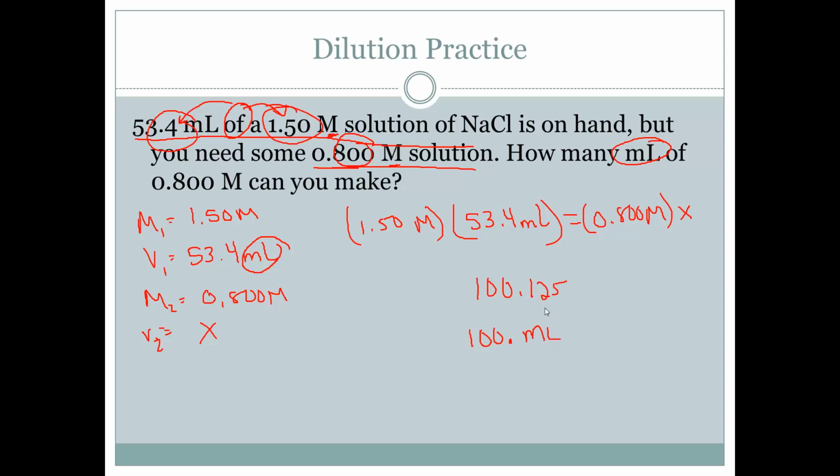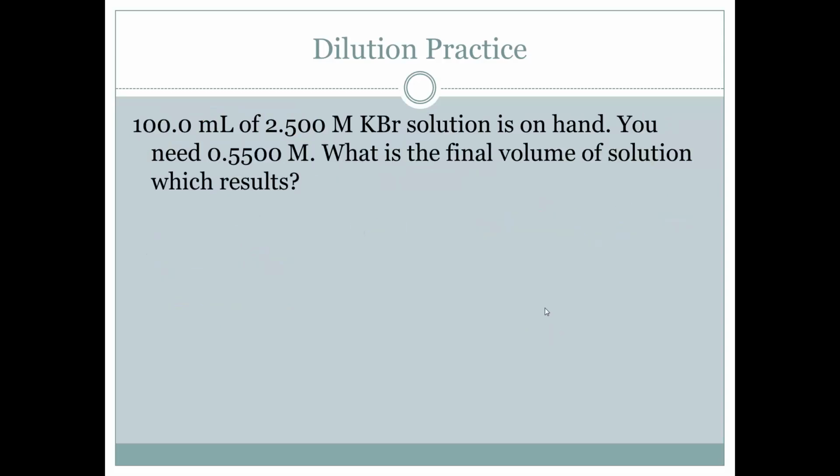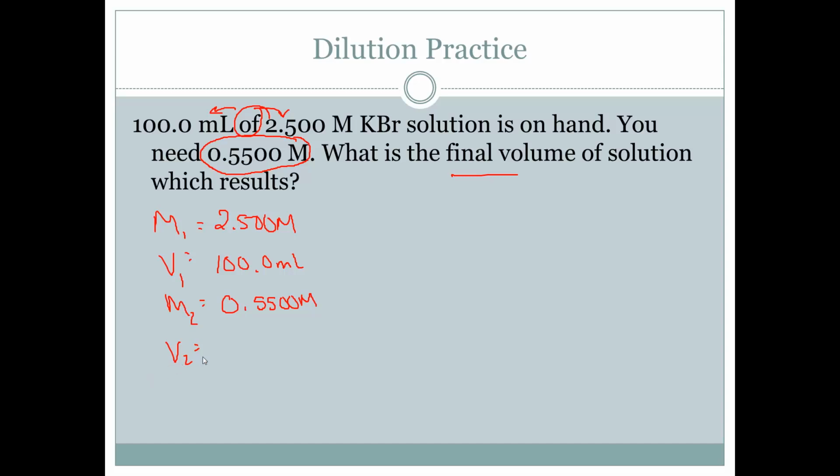Let's try this again. 100 milliliters of, so these two things go together, 2.500 molar KBr solution is on hand. So that's going to be your stock solution. You need 0.5500 molar. What's the final volume? So M1V1, M2V2. 2.500 molar is our initial molarity. 100.0 milliliters is our initial volume. We're getting 0.5500 molar, and we want to know the final volume.